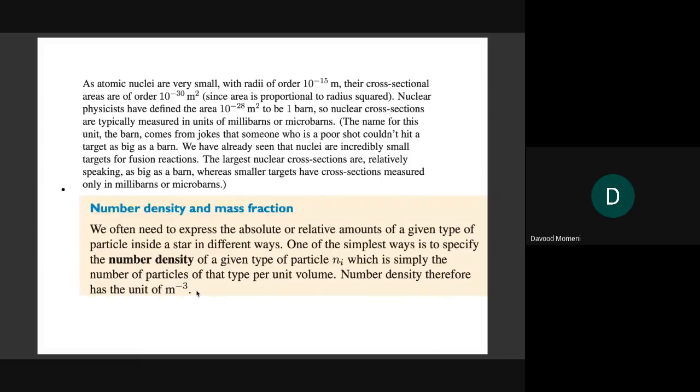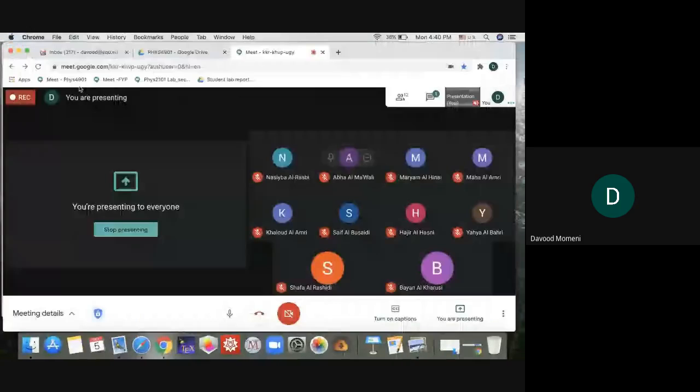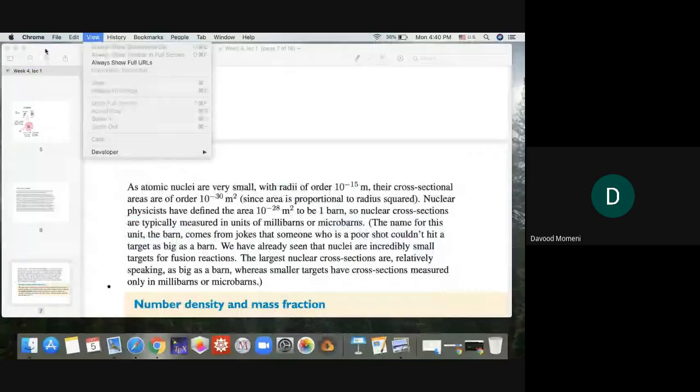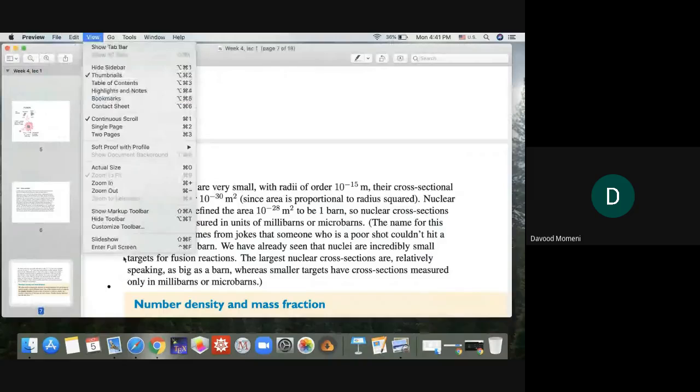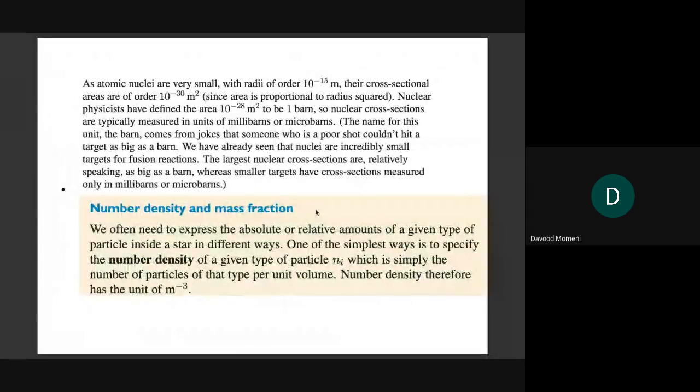Not only that, there is another thing here which is very important. This is not only about the size of the target, but also about the number of the particles which they are involving in these interactions, in this process. Let's see, I am checking that everything is fine or not. All right. The number, density, and mass fraction.